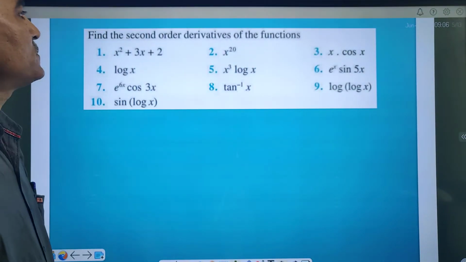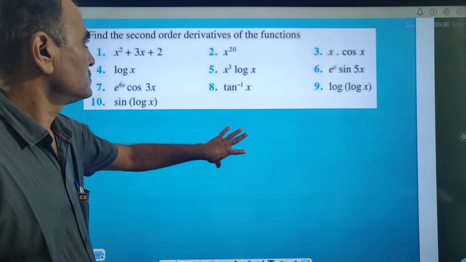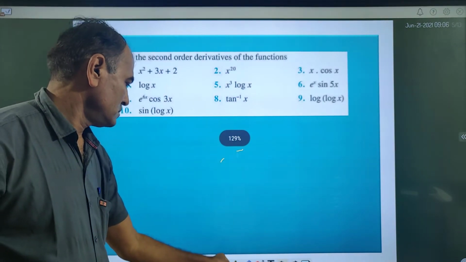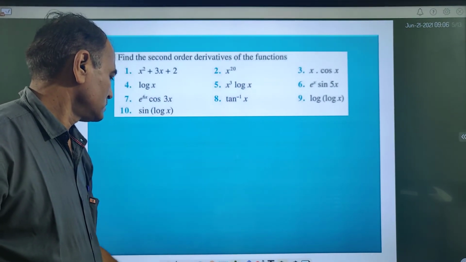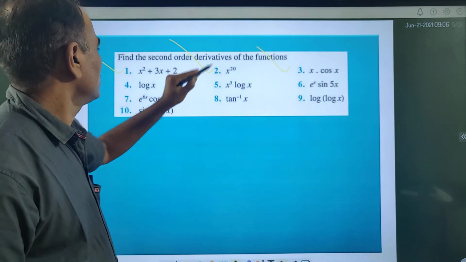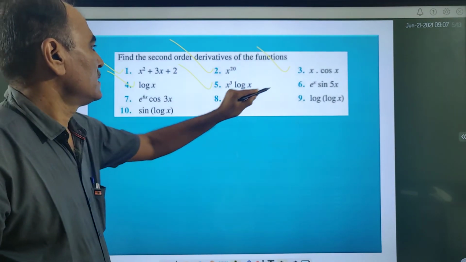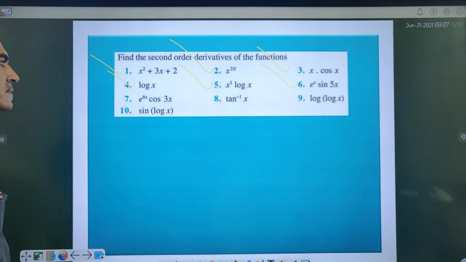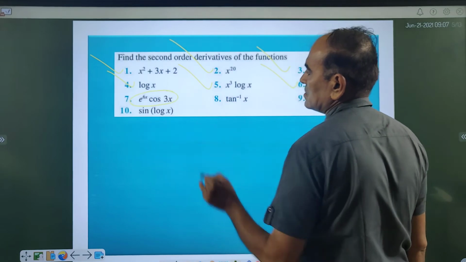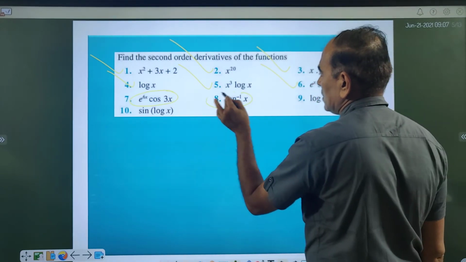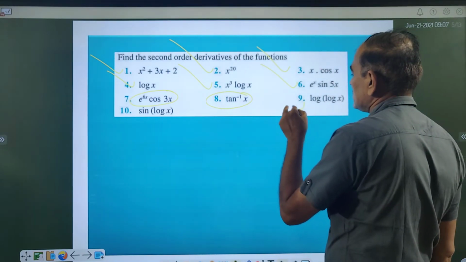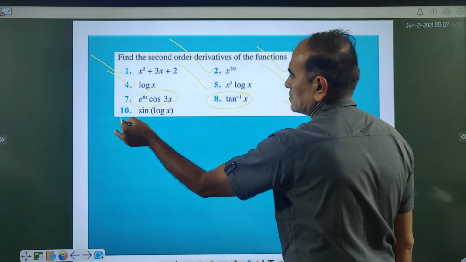Find the second derivatives of the functions. These are simple for you, items 1 to 6 for you. Let us see e raised to 6 cos 3, then tan inverse 6, and then log x, sin log x. Let us consider log x, and this one is also for you.